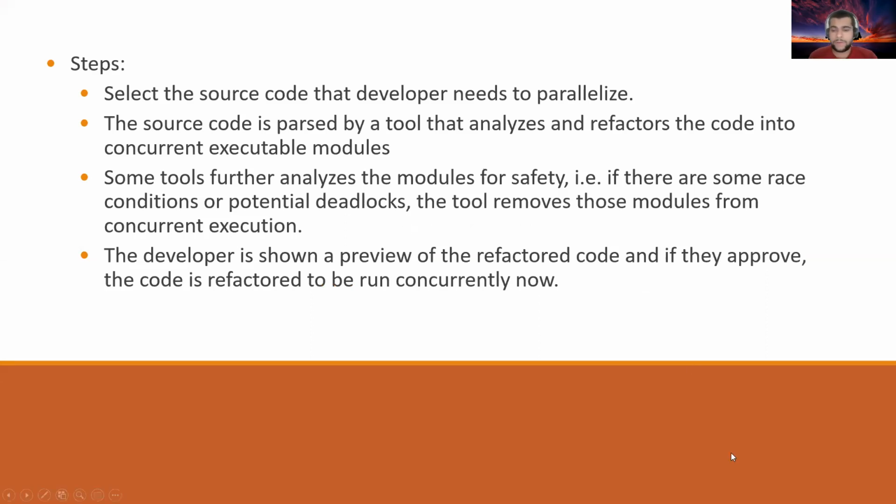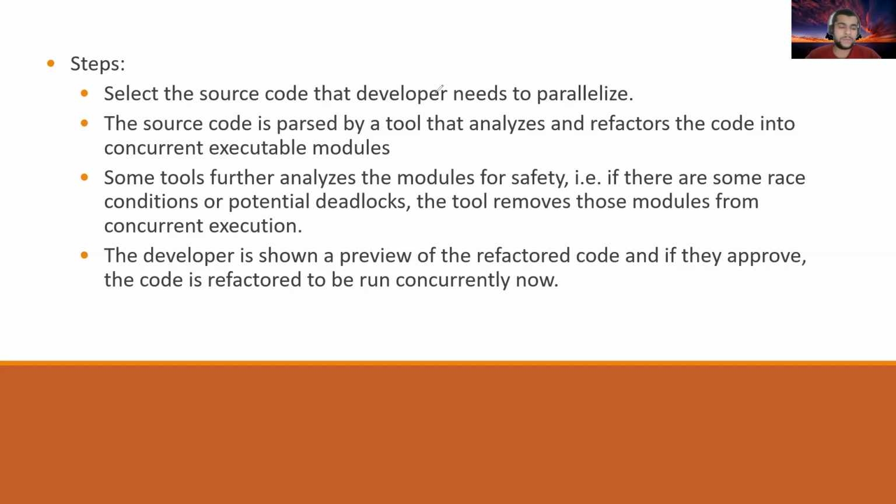So the steps would be, let's just quickly go through them. First, you select the source code that the developer needs to parallelize. Then the source code is passed to a tool which will analyze the code, and then it also refactors the code into concurrent executable modules. So the tool has identified that these code snippets can be executed in parallel, and it has refactored them for you so that they can actually execute in parallel now.